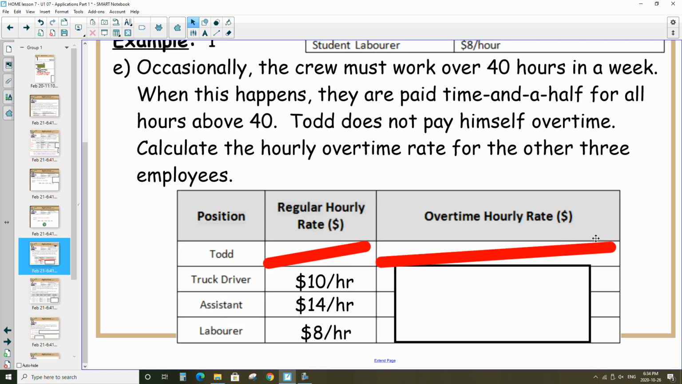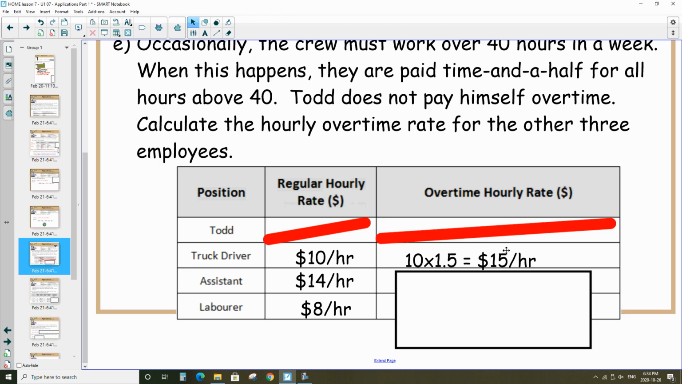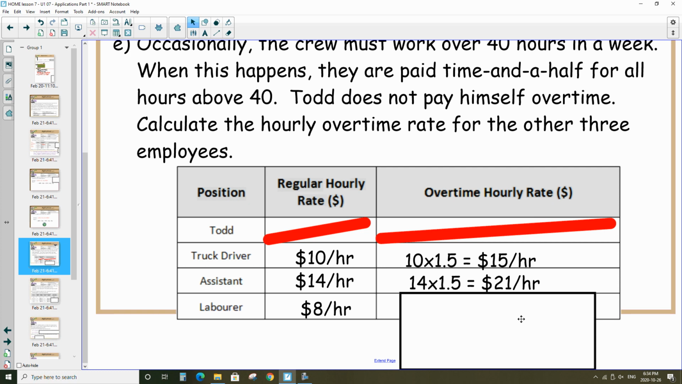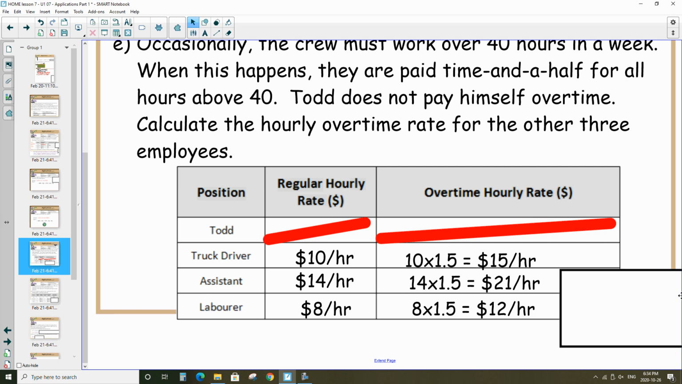I've got slashes through Todd's because he is not going to get overtime rate. He is going to get $600 no matter what. So the truck driver will be 10 times 1.5, which is $15 an hour. And then you can do similar calculations for the assistant and for the laborer. So 14 times 1.5 is 21, and 8 times 1.5 will be $12 an hour. So those are the rates that are paid for every hour above the 40. That's the basic rate.